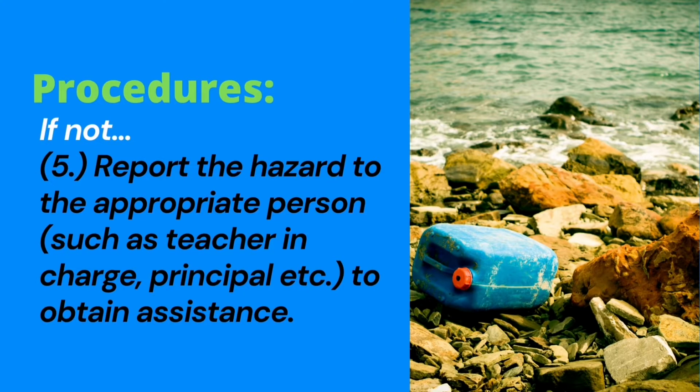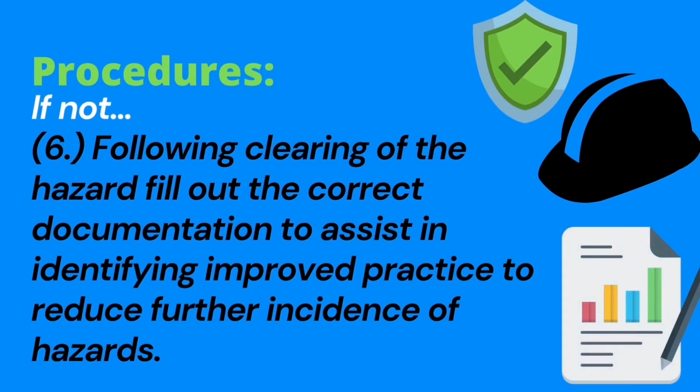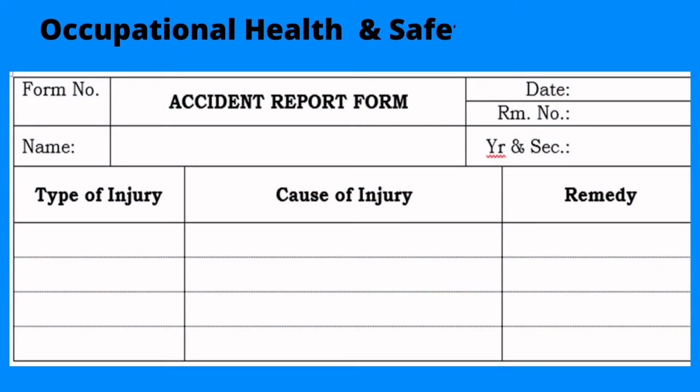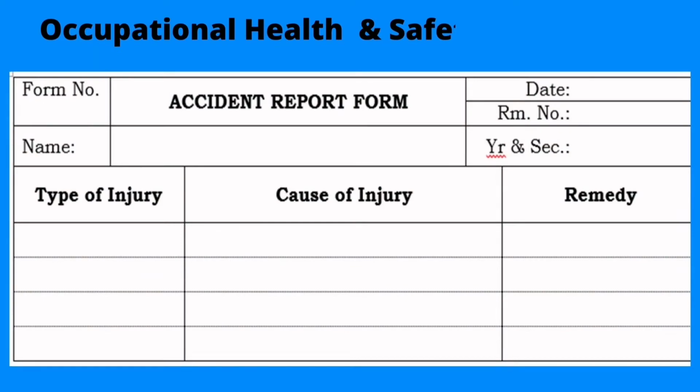If not, fifth, report the hazard to the appropriate person, such as teacher in charge, principal, etc., to obtain assistance. And lastly, following clearing of the hazard, fill out the correct documentation to assist in identifying improved practice to reduce further incidents of hazards. All hazards must be reported using accidental report form. This enables us to track the kinds of hazards we have in our workplace, and take action where necessary to make it safer for all students and clients.